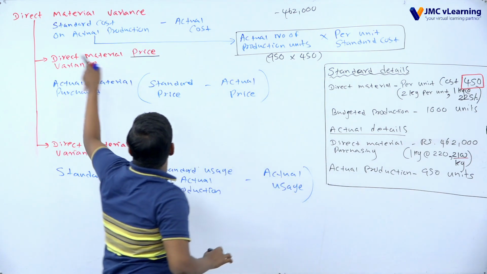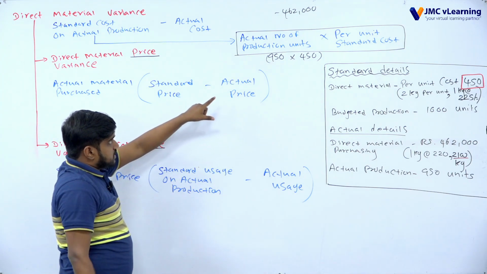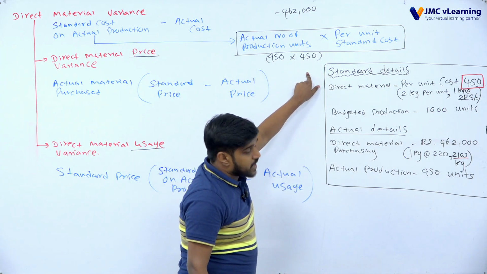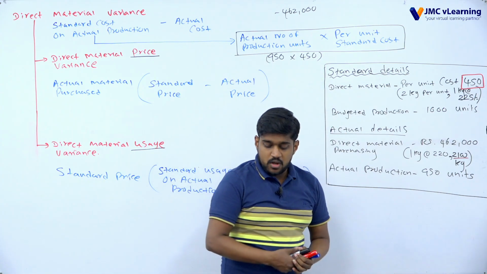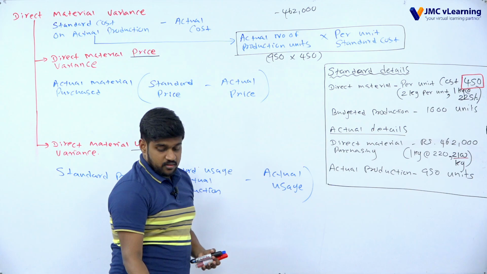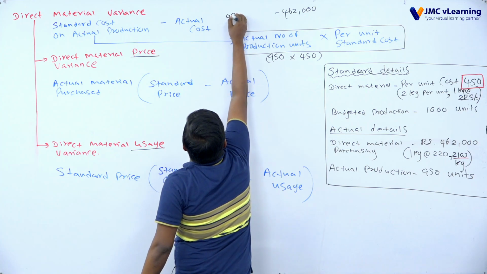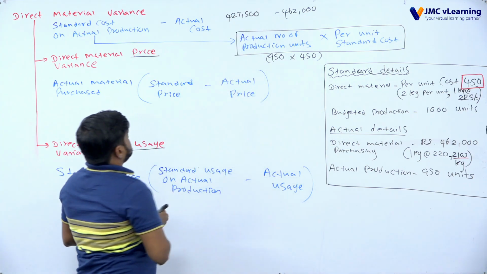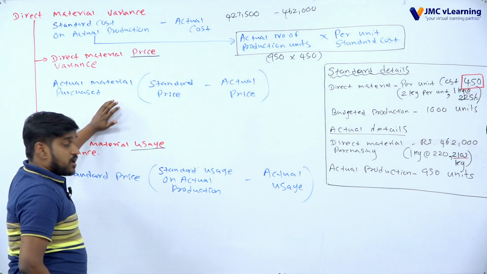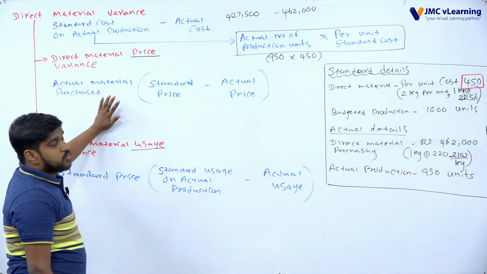Then we can calculate standard cost on actual production. We take the actual number of production units, that means 950 units, and multiply it by per unit standard cost, which is 450. Then 950 multiplied by 450, we can get 427,500. So our standard cost on actual production is 427,500, but our actual cost is how much?